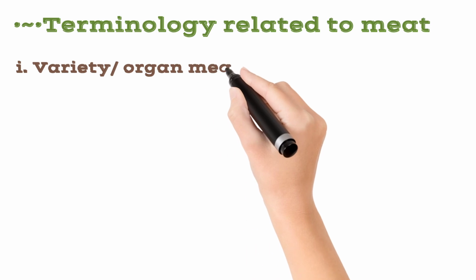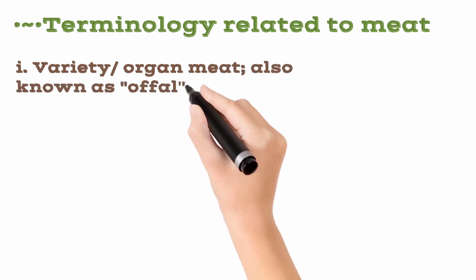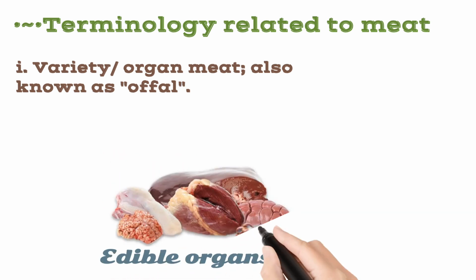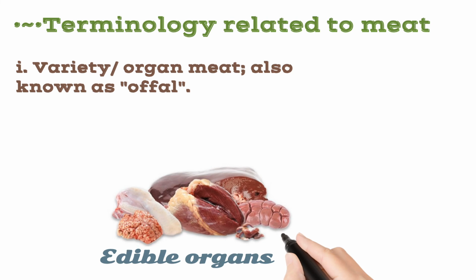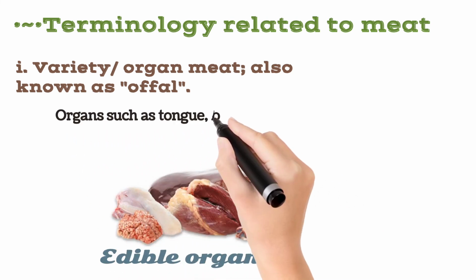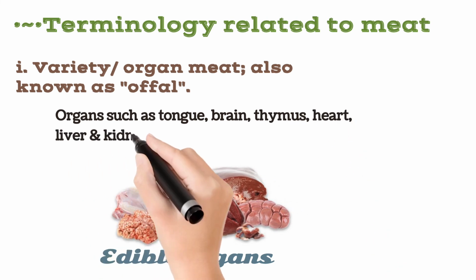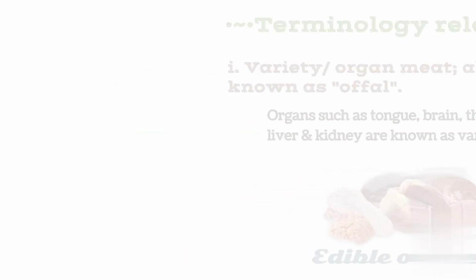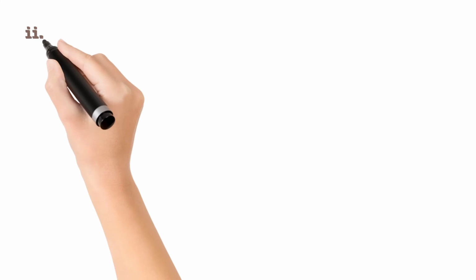Terminologies related to meat. These are the most common terminologies which we will discuss in our upcoming videos. The first one is variety or organ meat. What is organ meat? It is also known as offals. The edible organs of the body are called variety or organ meats. Organs such as tongue, brain, thymus, heart, liver and kidney are known as variety meat. These are whole organs which are eaten as food.